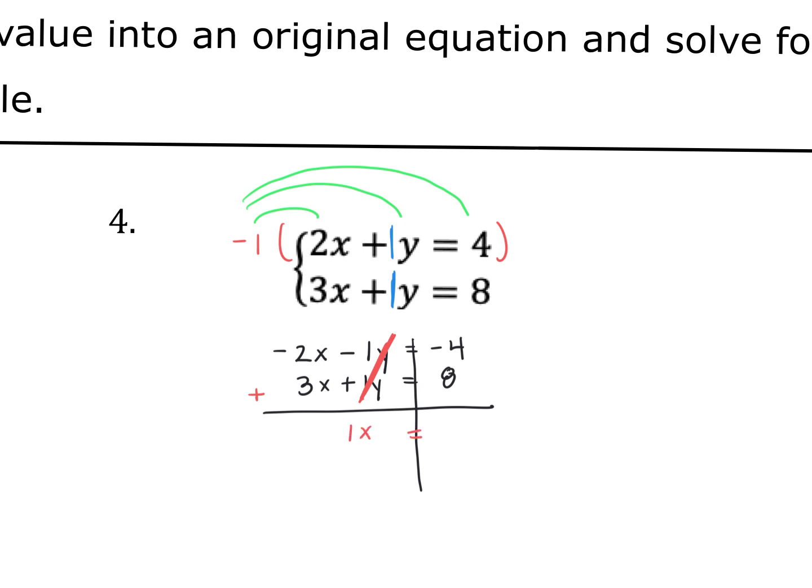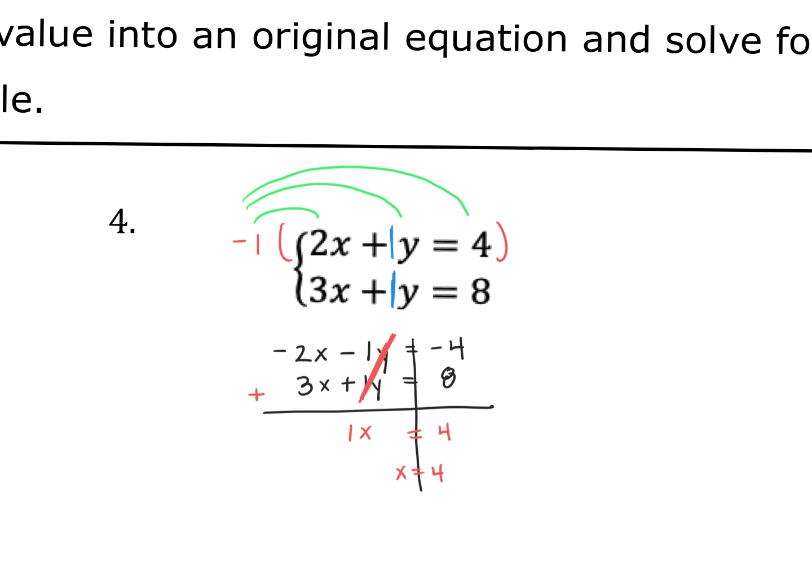Now I have a negative 4 plus 8, and that's going to give me a positive 4. Remember before, when you have a 1 in front of your letter, as long as it's not negative, you can just say x equals 4. Or you can leave it as 1x equals 4. Either one would be fine.